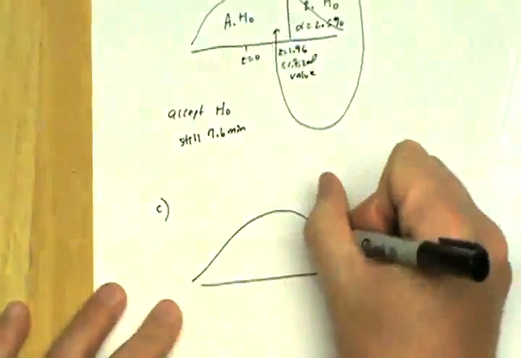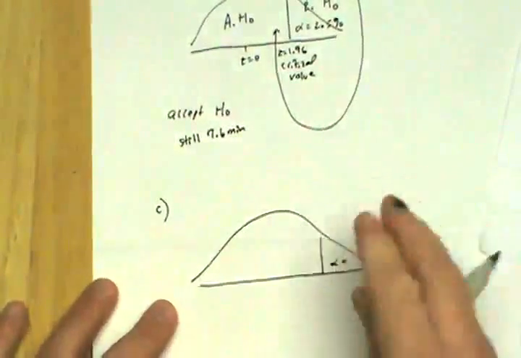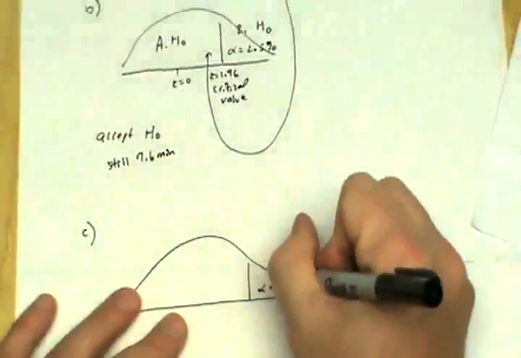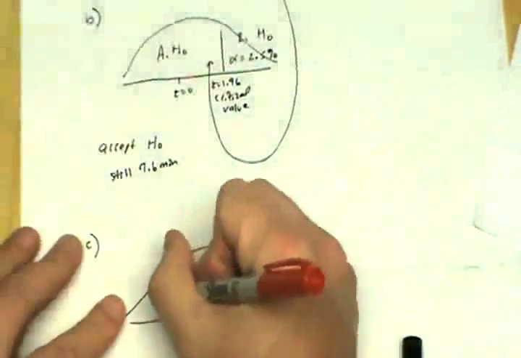Part C changes again the alpha. If I scroll down just a little bit here, 5%, we make a new alpha 5%. So we put 5% in the tail. This is still accept HO.